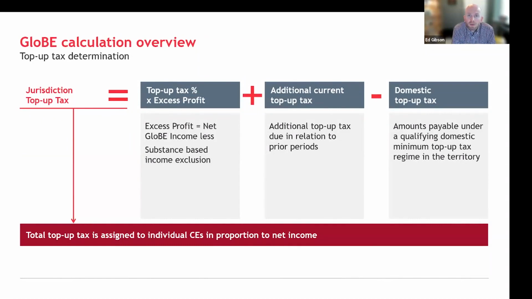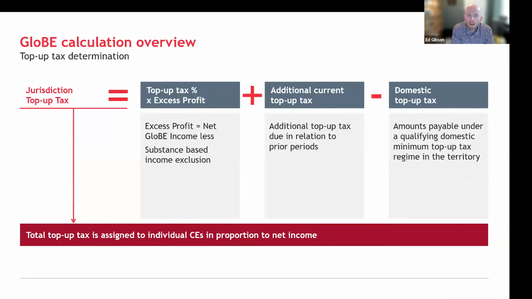In order to work out the top-up tax, there are then 3 further steps. So the first one is that percentage gets multiplied by the excess profit in the jurisdiction. And excess profit is the GloBE income or loss that's just been calculated at the earlier step, less a substance-based income exclusion. And what that is, it's a fixed percentage return allowable in respect of staff costs and fixed assets deployed in that territory. So that effectively allows some relief for having fixed assets and staff in a territory.